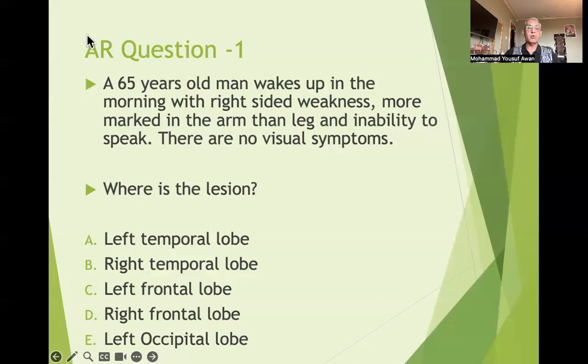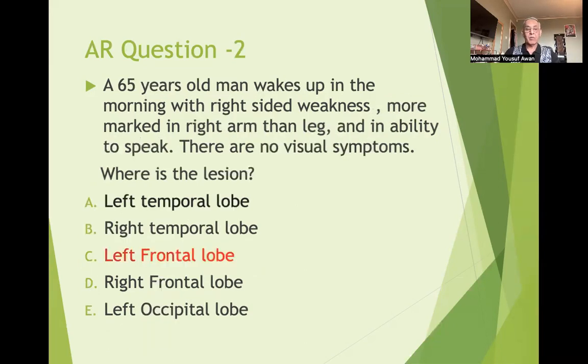So coming back to our question: a 65-year-old man wakes up in the morning with right-sided weakness, more marked in the arm than the leg, inability to speak, and there are no visual symptoms. So with right-sided weakness, the lesion is in the left side of the brain. The left side of the brain explains the motor weakness, and the speech area involved is probably the left frontal lobe.